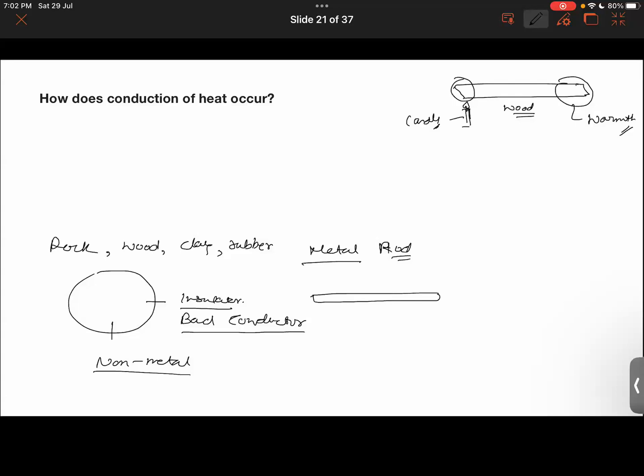So these are not bad conductors of heat. And for good conductors of heat, we have so many examples, right? Iron, steel, copper. We have so many examples.